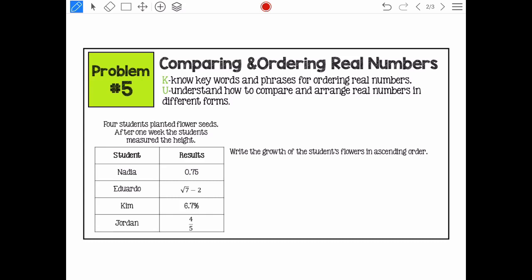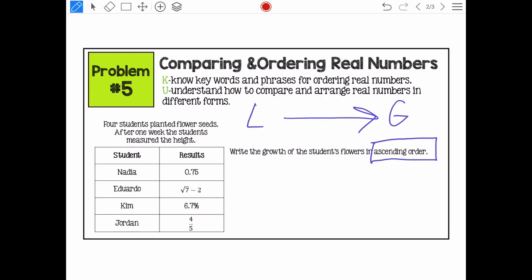5. And we're going to take a look at this one, very similar to problem number 4. 4 students planted flower seeds. After 1 week, the students measured the heights. It says, write the growth of the students' flowers in ascending order. So again, it gives us that ascending order keyword. Then we should know that that's least to greatest. So we want to start with our smaller numbers and gradually get bigger.